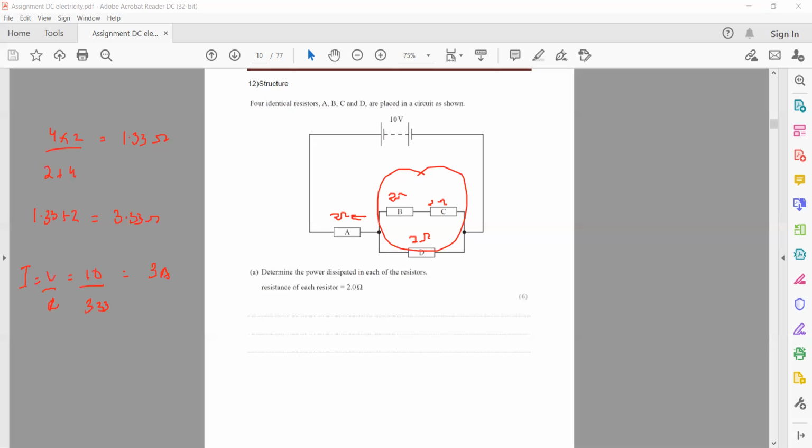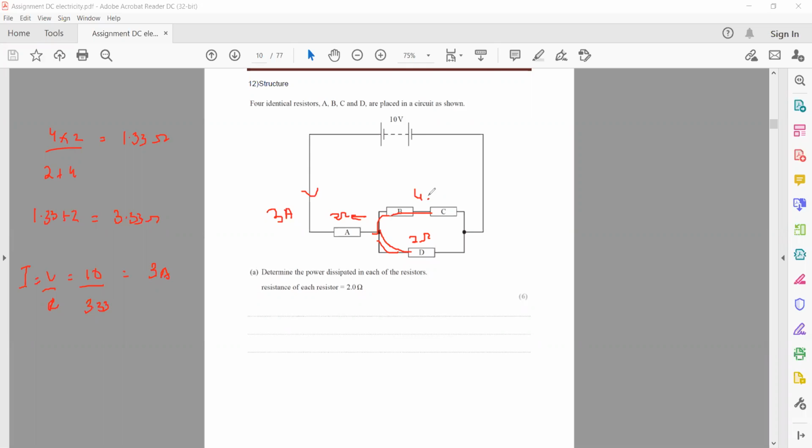So the total current which entered the circuit is 3 amps, because we'll use the formula P is equal to I squared R to get the power. But what about the current in this branch? Because in parallel the current divides, so current will divide between the two branches. And what will be the division? According to the resistance, it will divide.